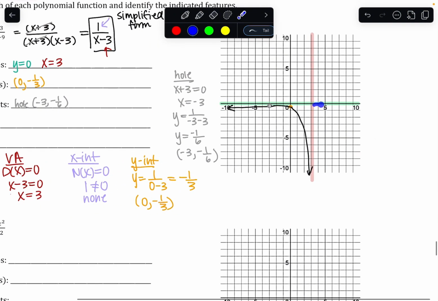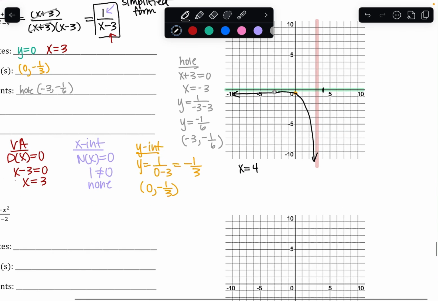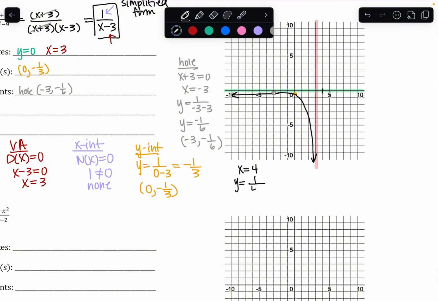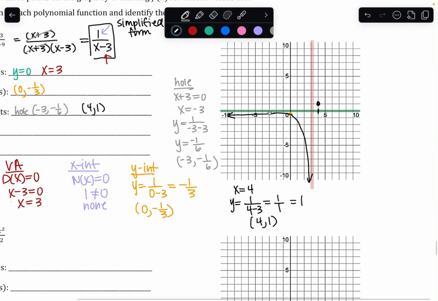And so we just need to pick one of these x values to plug in. I usually pick values close to the vertical asymptote so the numbers stay smaller. And so the point I am going to test is 4. And so when we plug in x equals 4, using the simplified form, 1 over x minus 3 would be 1 over 1, which is just 1. So our ordered pair is (4, 1), and we'll put that on the other points line. And so we know the graph is going to be above the horizontal asymptote.